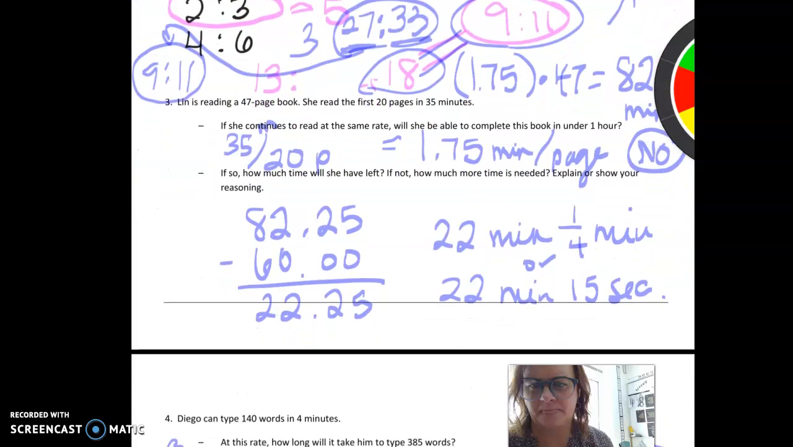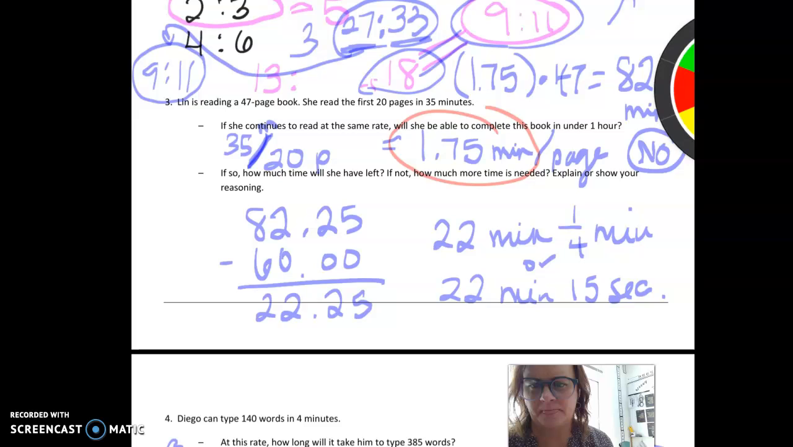Lynn is reading a 47-page book, and she read the first 20 pages in 35 minutes. So I want to figure out how long it takes her to read a single page. So this time I'm dividing the 35 by the pages. 35 minutes per 20 pages. So if I divide 35 by 20, I get 1 3/4 of a minute per page, right?